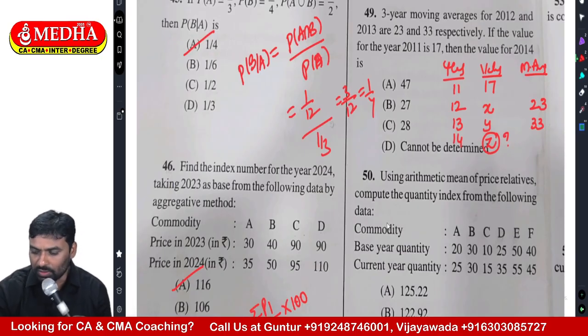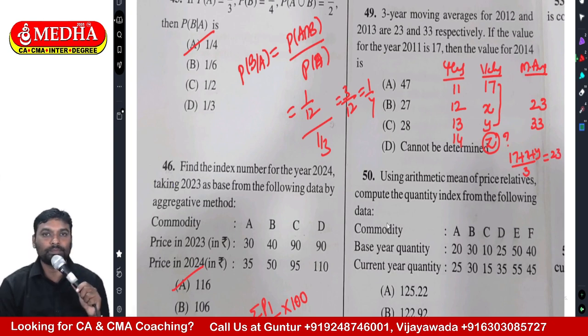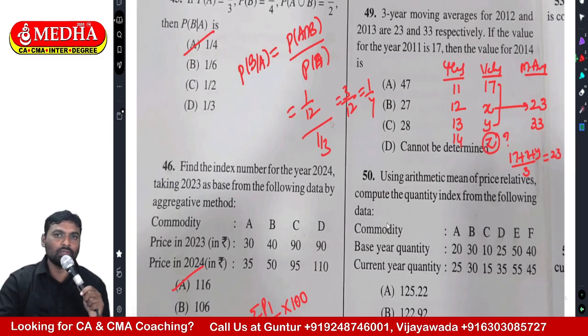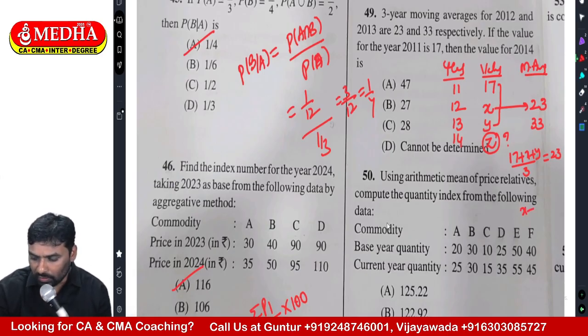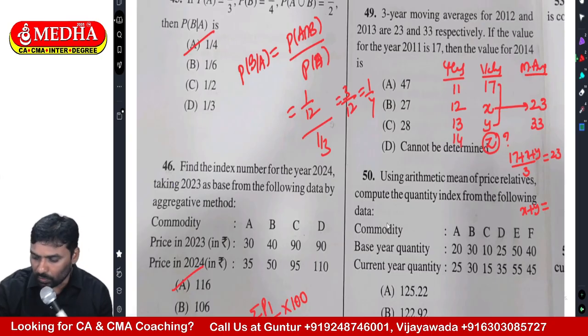So first, how do we find out? First find the 3 years moving averages. Like 17 plus x plus y divided by 3 is equal to 23. So 3 yearly moving averages we write against the middle year, for that value is given, 23. So 23 is equal to 17 plus x plus y divided by 3. If you simplify this one, we get x plus y value, that is 69 minus 17. We get 52.